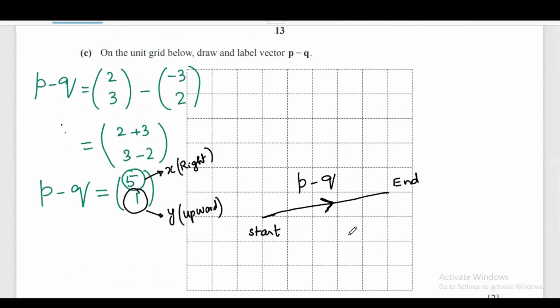I hope you got the idea how to represent column vectors on a graph, on the given grid. If you are not getting the idea about this, watch the video again and again.